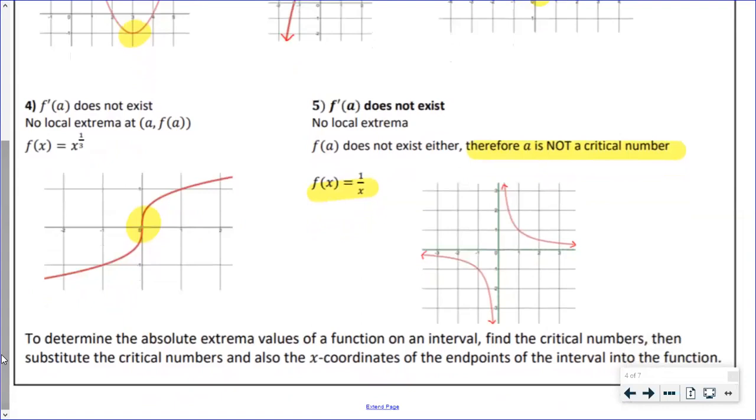Whenever we are looking at finding local minimum and maximum points, you want to find the critical numbers, substitute the critical numbers, and also find the x coordinates of the endpoints of the interval into the function. This more pertains to when you're given a defined interval or when you have a word problem. Whenever you have a real life application word problem, you need to plug the defined endpoints of the interval into the function. That is very important.